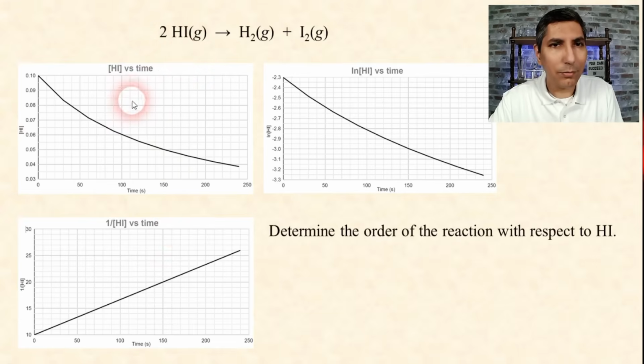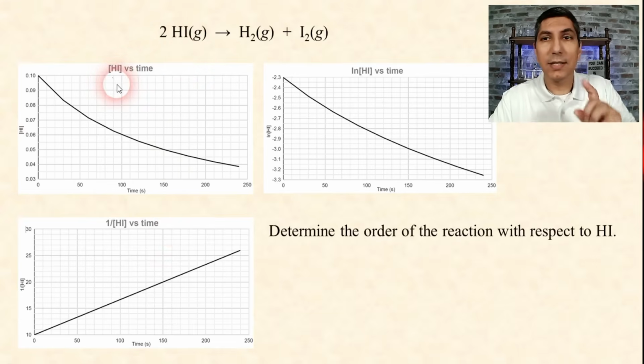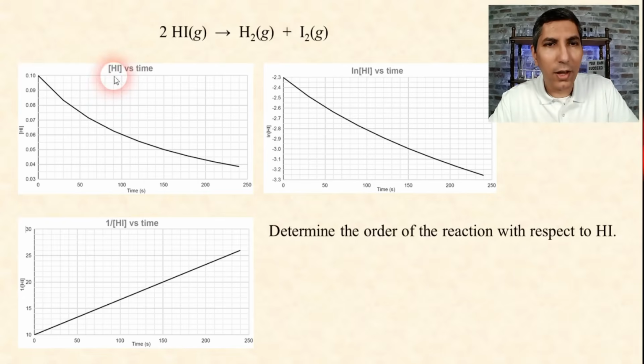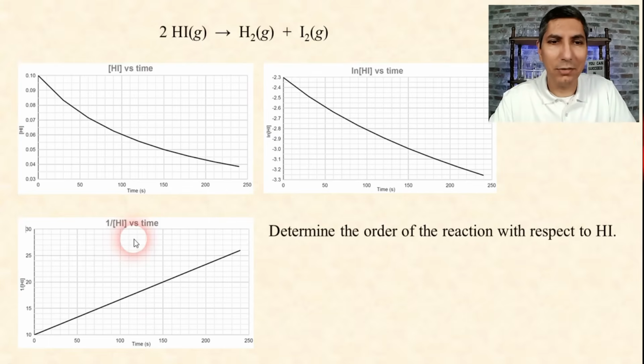Well, here's how it works. If the order is 0 order, then the concentration versus time graph would be a straight line. Well, it's not. This is a curve, so it's not 0 order. If it's a first order process, the natural log of concentration versus time is going to be a straight line. That's a little straighter, but it's still not straight, is it? So it's not first order. If it's a second order process, the graph of 1 over concentration versus time is going to be a straight line. And that is a straight line. So that's why I would say it's a second order process.